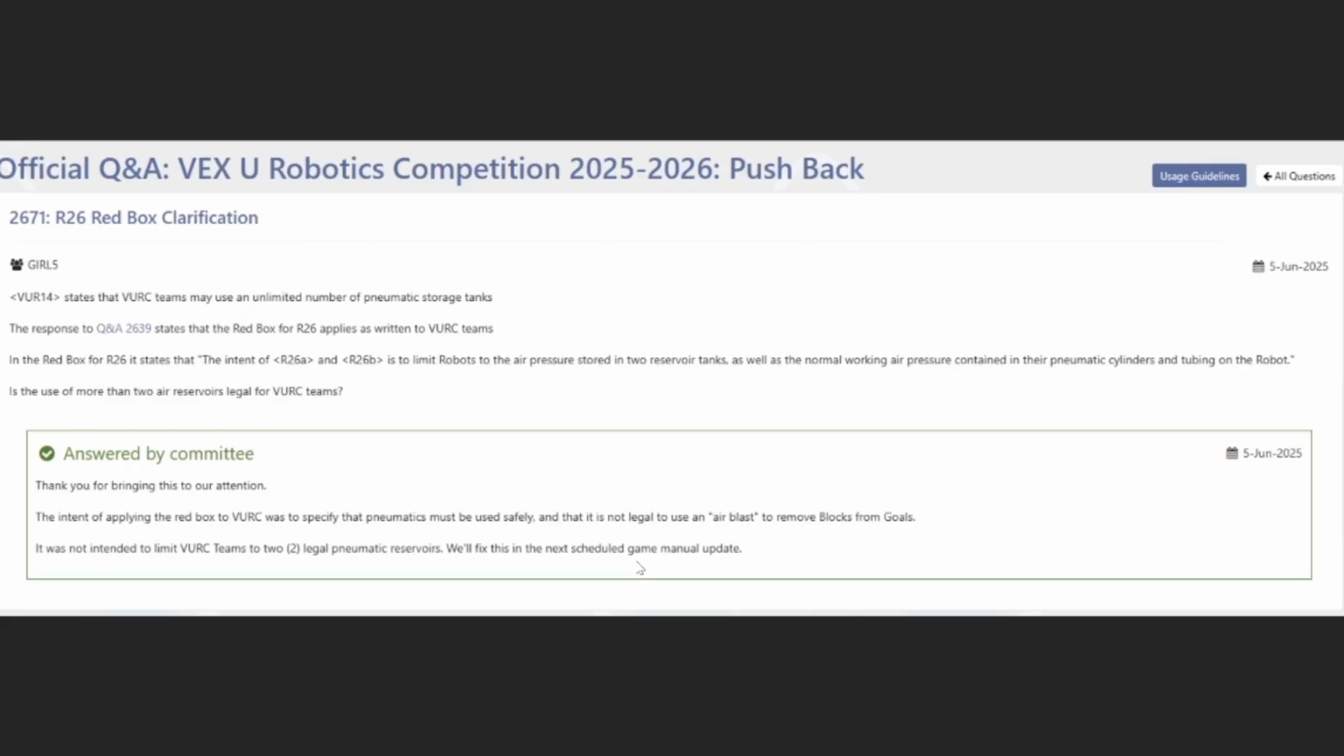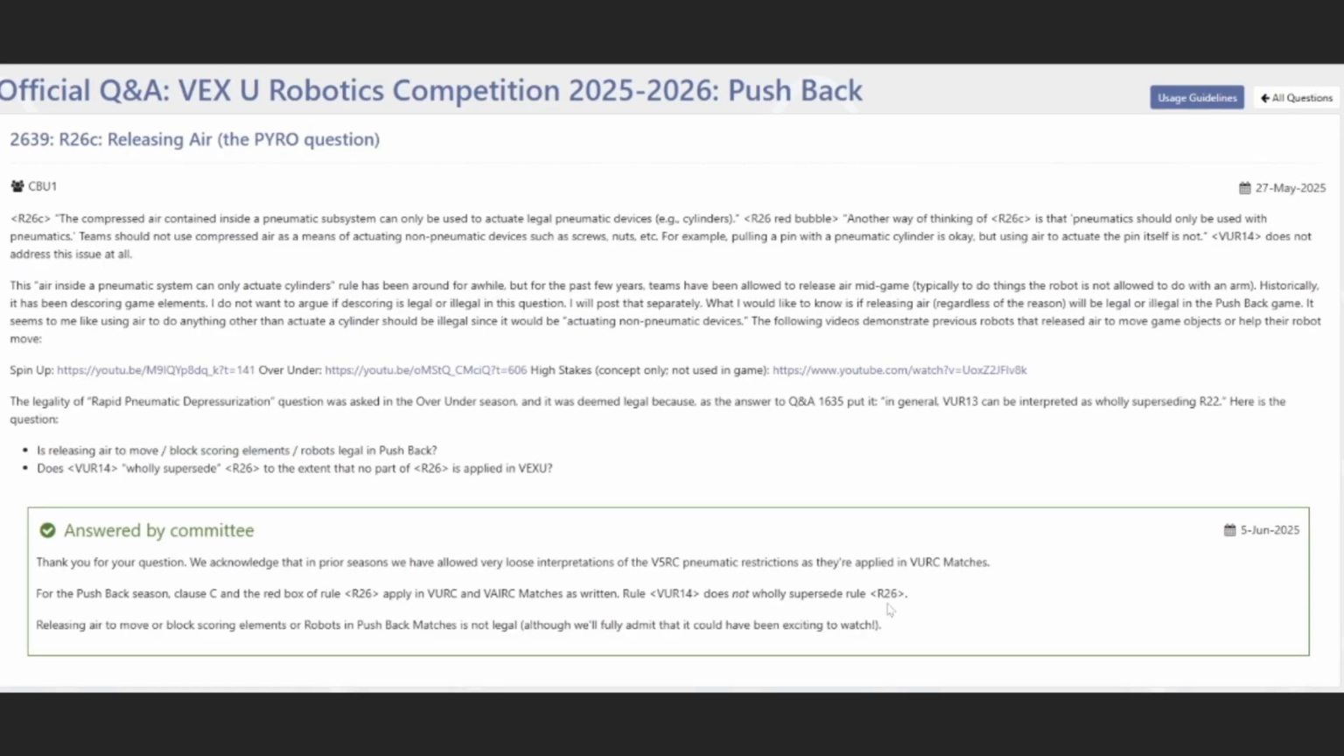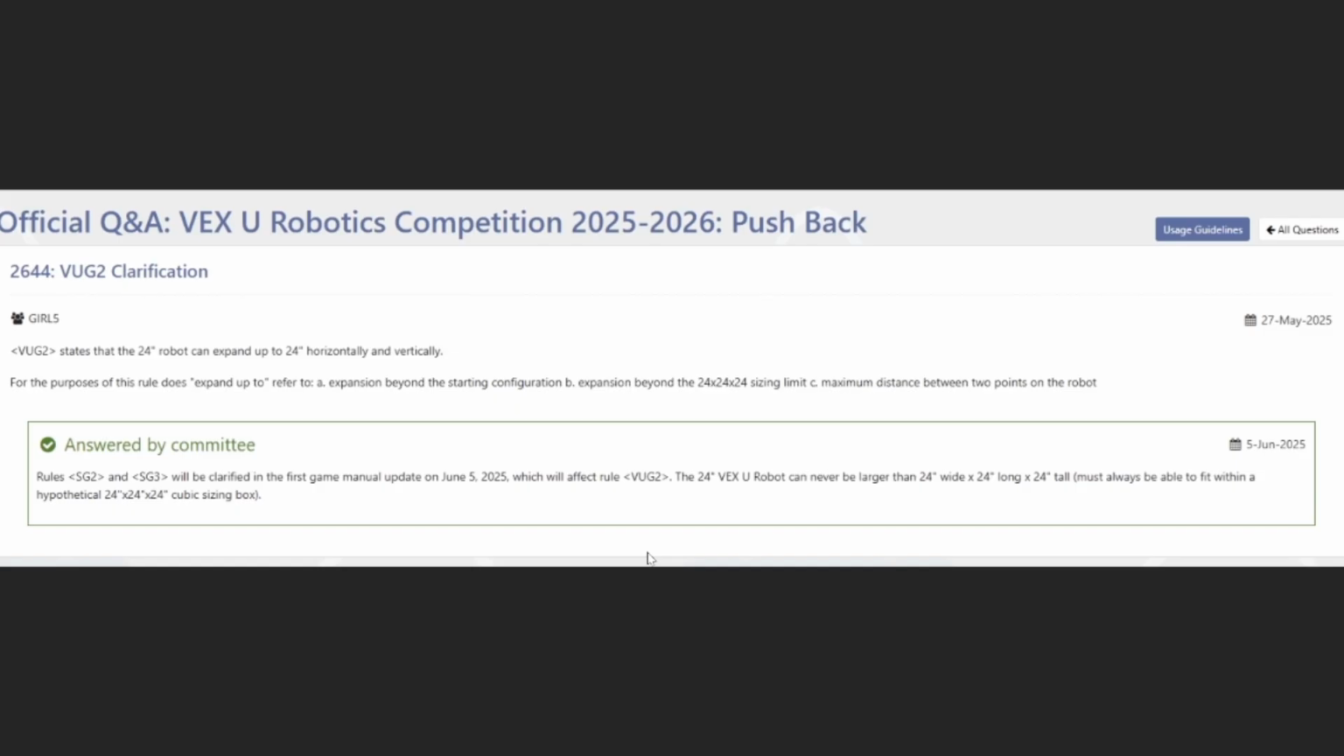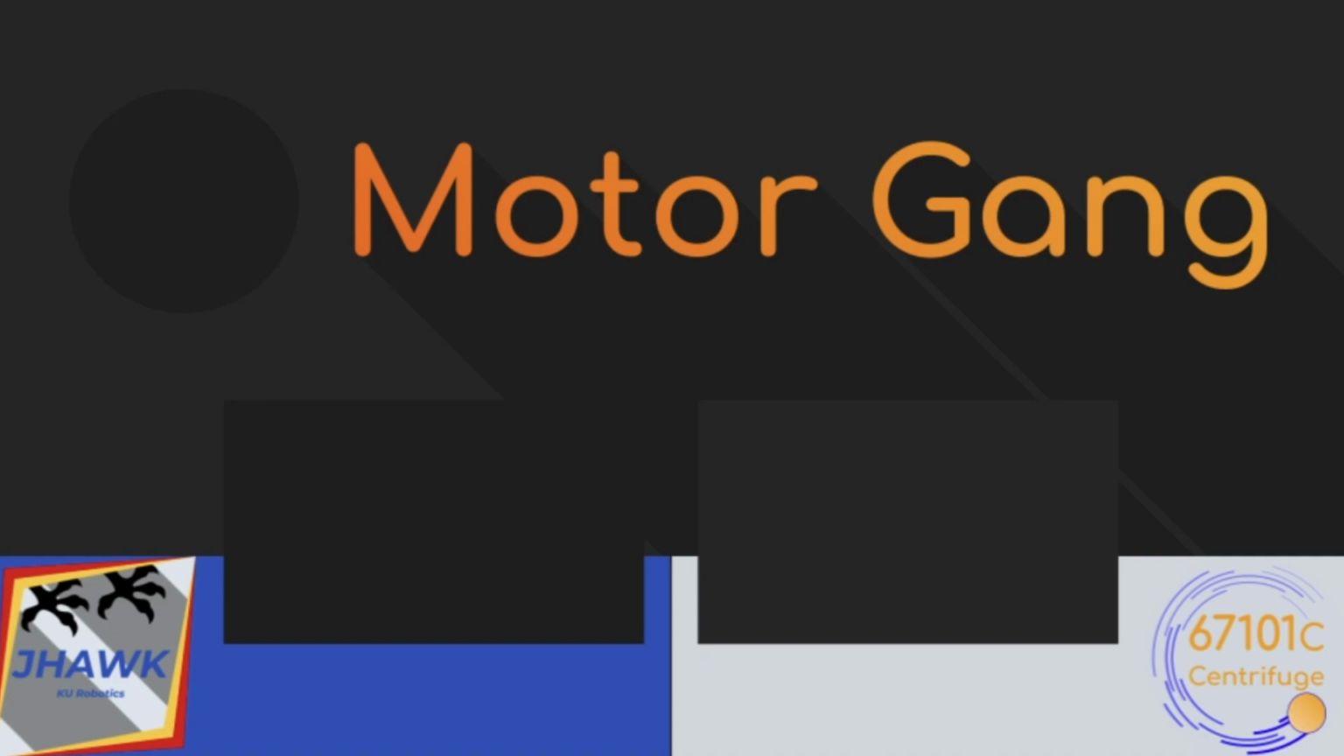Next up, in saying this though, when they referenced Q&A rule 26 and the red box in it saying it affects it, that says you're limited to 2 air tanks. However, the GDC quickly corrected it, saying that VexU teams are allowed to use more than 2 air tanks, and that'll be fixed in the next manual update. And finally, just a quick clarification for the VexU 24-inch robot expansion. It's basically the same as with VRC, except it's 24 instead of 22. That kind of wraps up everything from this Q&A session that was important.